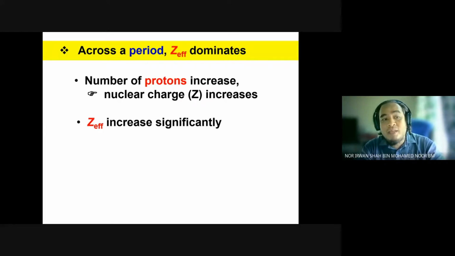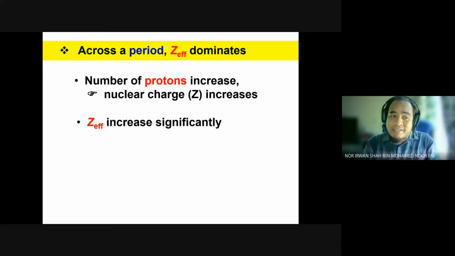Kenapa pula effective nuclear charge bertambah? Sebab guys, dia macam ni. As we move across a period, contohnya macam period 3 tadi kan, daripada sodium tu sampailah kepada argon. Okay, so kalau kita tengok, the number of inner electrons are the same guys, untuk kesemua elemen dalam period 3 tu. Tapi yang membezakan apa? Yang membezakan adalah the number of outer electrons. Kan, outer electrons dia yang berbeza. Nampak tak? So, bila the number of outer electrons are different, of course, dia punya effective nuclear charge akan berbeza.